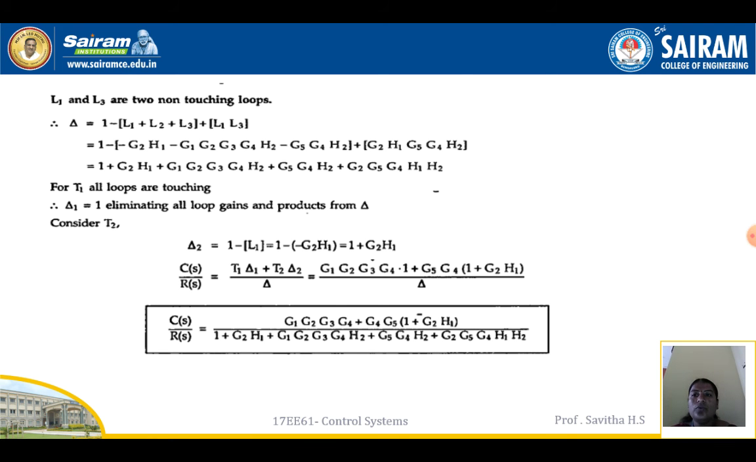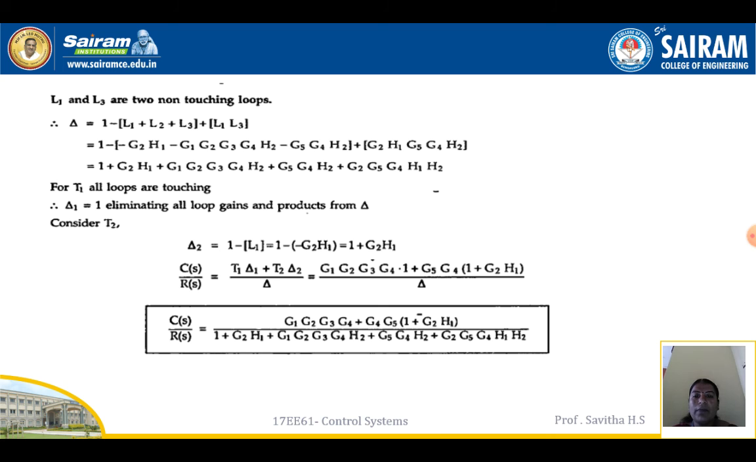L1 and L3 are the two non-touching loops. So delta is 1 minus individual loops L1 plus L2 plus L3, plus non-touching loops L1 L3. So now delta 1 value is equal to 1, because all the loops are touching the forward path, and delta 2 is 1 minus L1, that is 1 minus minus of G2 into H1, which is equal to 1 plus G2 H1.